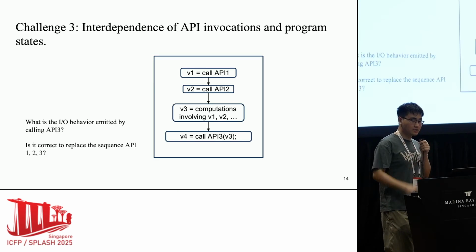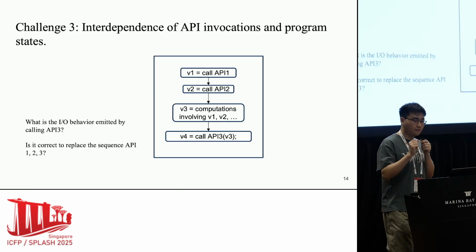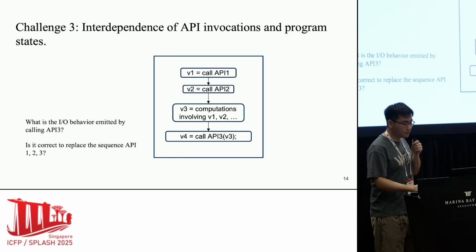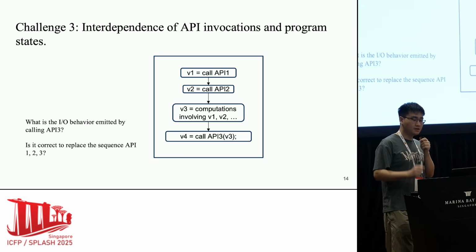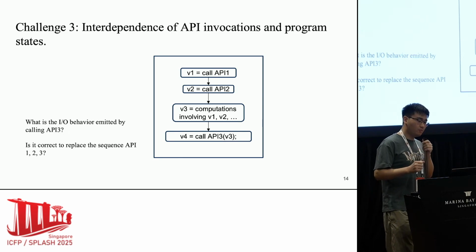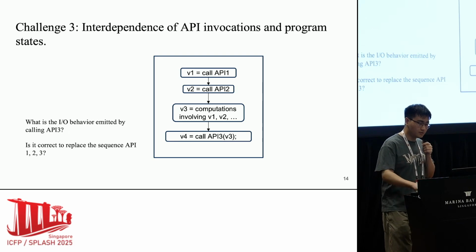The third challenge is the interference from various statements and interdependent variables. For example, here we may want to migrate the calls to APIs 1, 2, and 3. However, the input parameter of API 3 depends on computations in the middle. So to determine whether these sequences can be migrated, an in-depth analysis of the program states is needed.